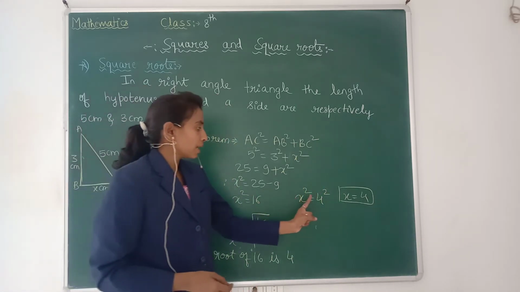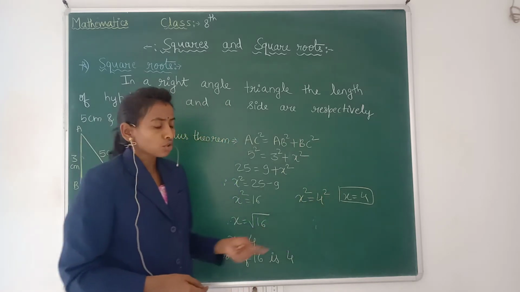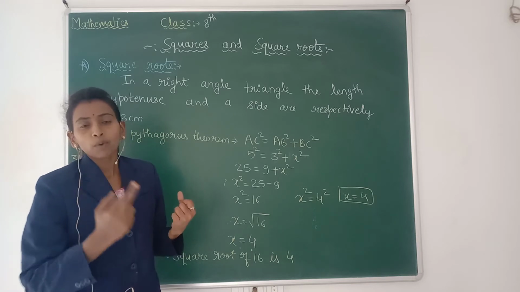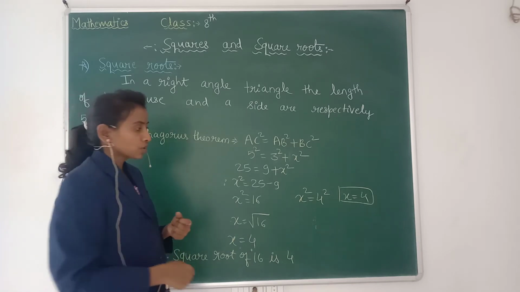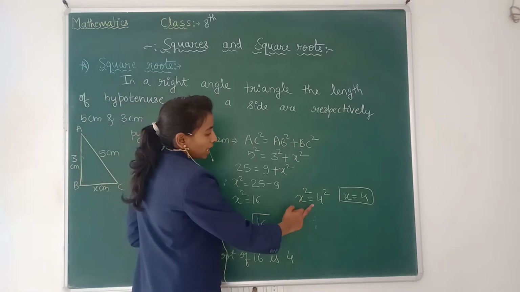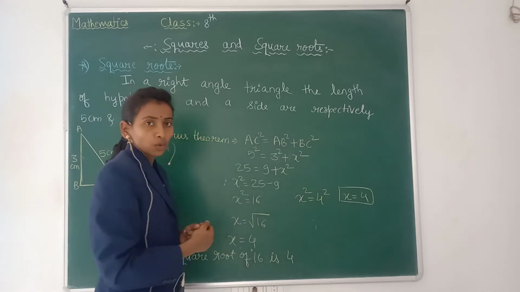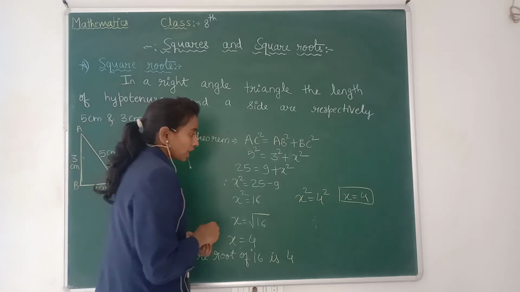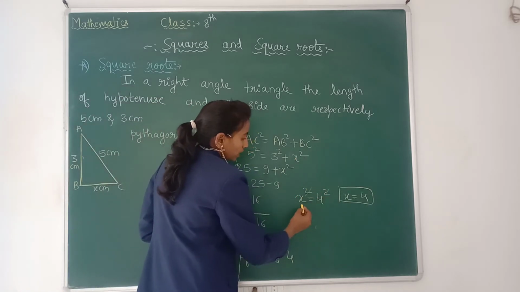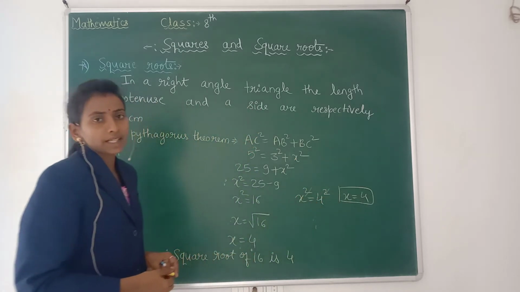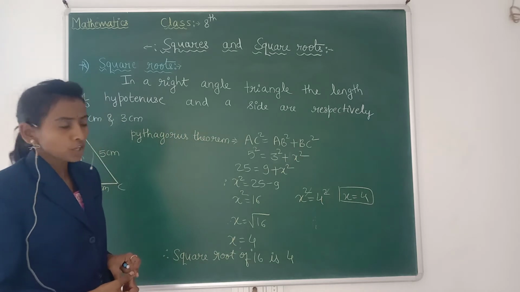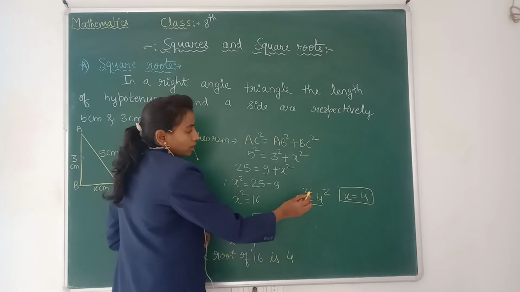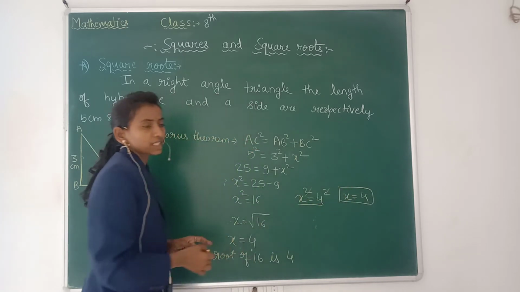Here both numbers have a square. If both numbers have the same power, the powers cancel. Here x has power 2 and 4 also has power 2. If both have the same power, then they cancel and only the base remains, that is, x is equal to 4. So by using algebra we are finding the x value here.